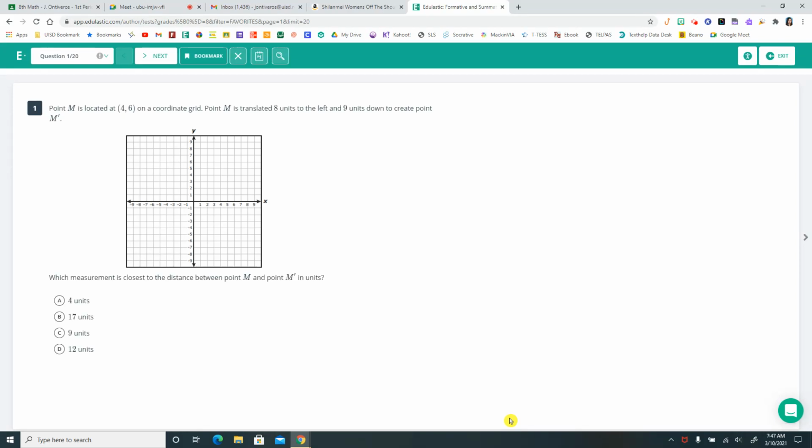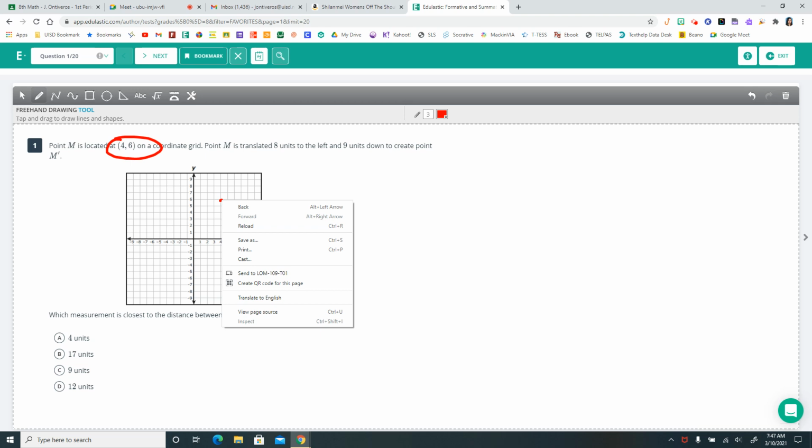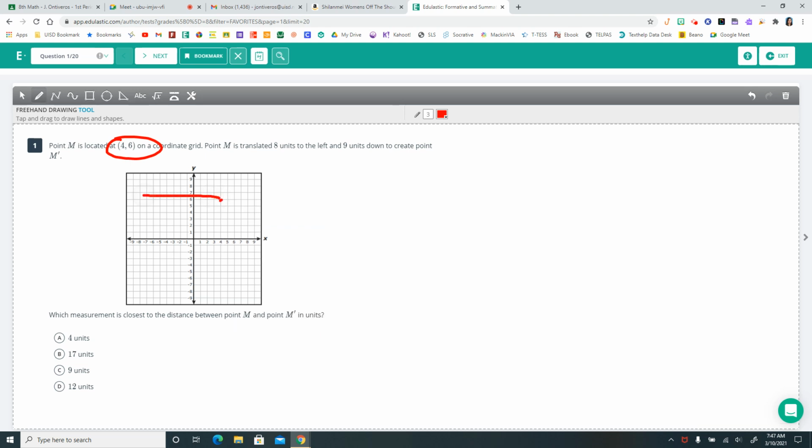Okay, so number one, you are going to plot the given point, and you're going to find 4, 6 right there. And then M is translated 8 units to the left and 9 units down. So literally you need to move that point 8 to the left and then 9 units down to find out the new point. Okay, this is just an estimation.